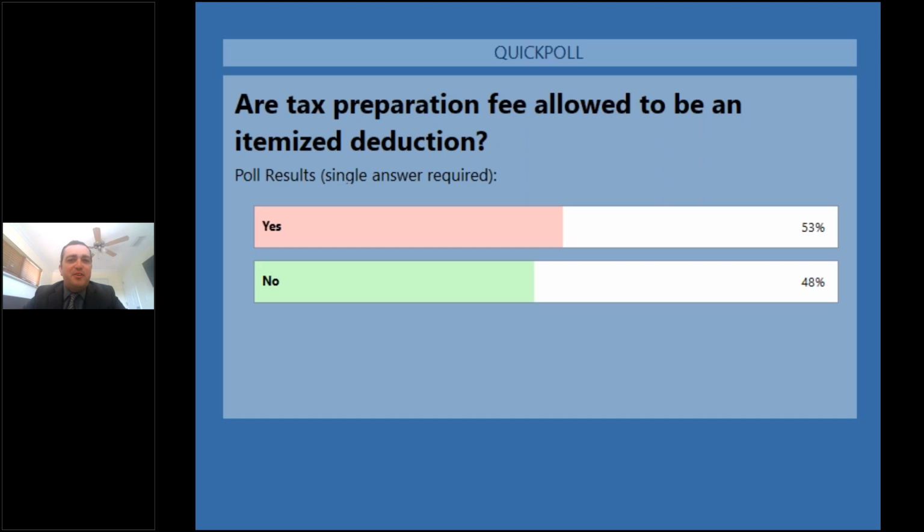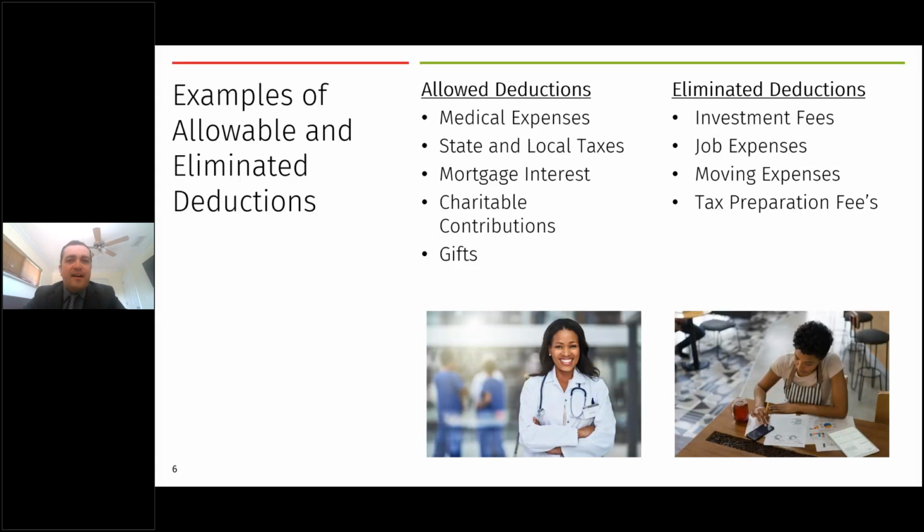So this was a bit of a trick question, as you used to be able to deduct the tax preparation fees. This has recently changed, and this is an eliminated deduction. And we can see based off this slide, on the left-hand side, we're going to have our allowed deductions. And then we're going to go over just some of the things that have been eliminated.